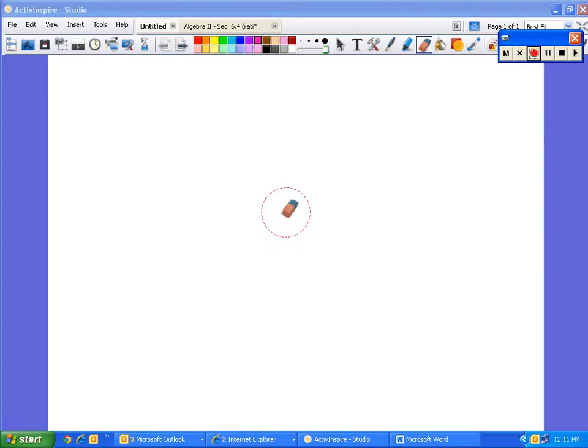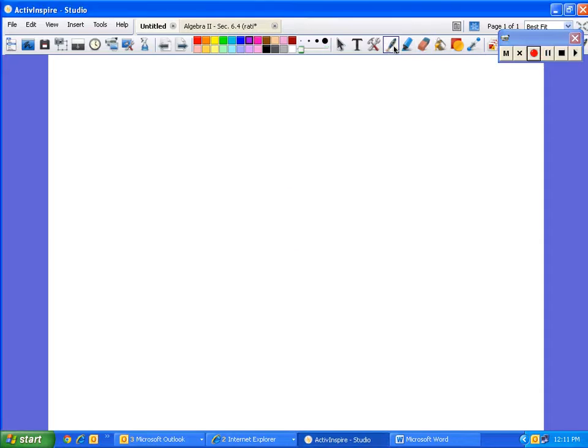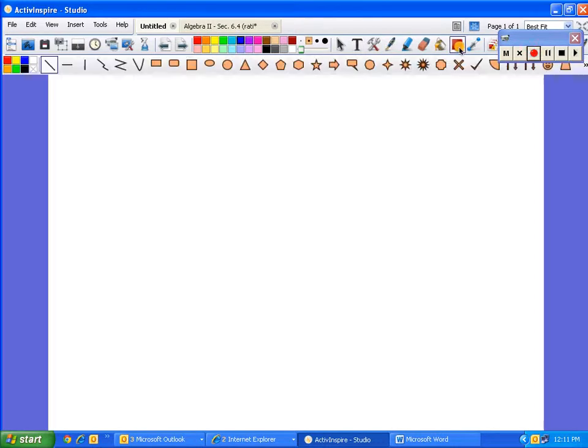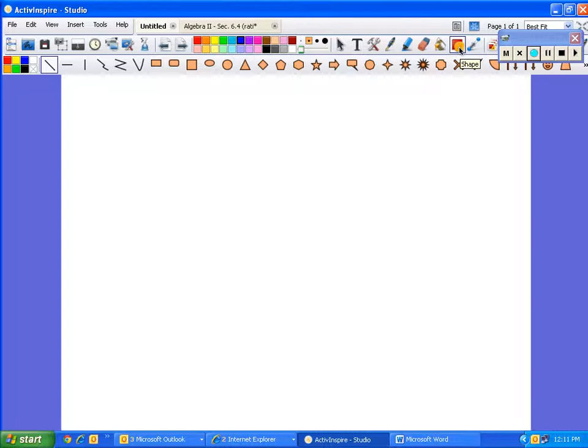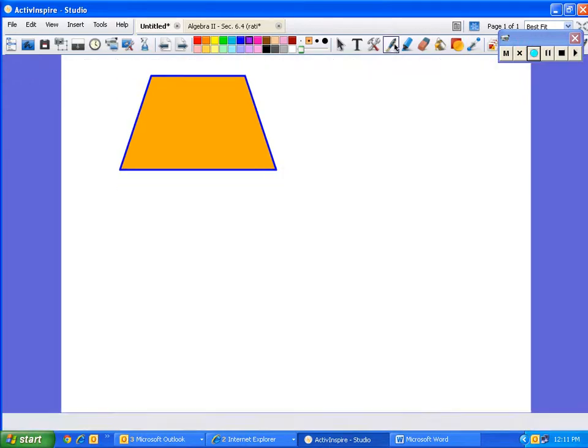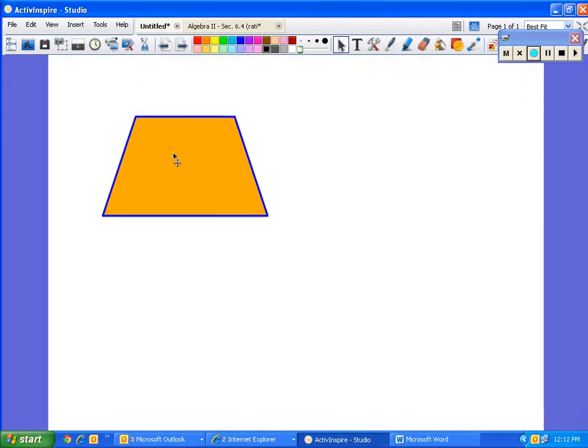Okay, so Wednesday we talked about how to find the area of a parallelogram and the area of a triangle. Today we're going to continue talking about different shapes. The first shape du jour is a trapezoid.